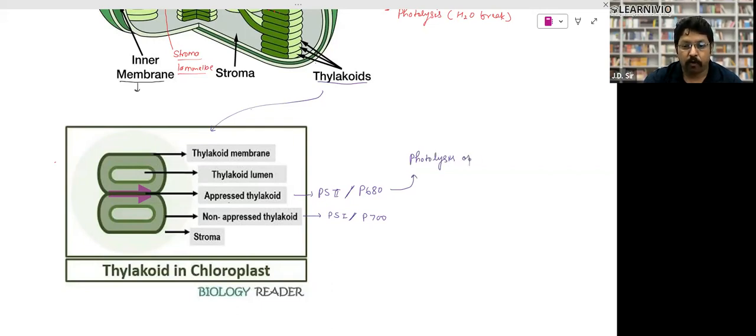Photolysis of H2O. Photolysis of H2O is also known as, photo means light, lysis means breakdown, right? That is breakdown of the H2O molecule. And this P700 does not involve the breakdown of water. Is that clear or not? Tell me.